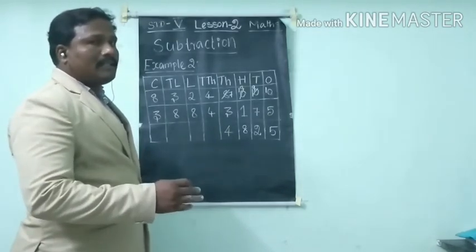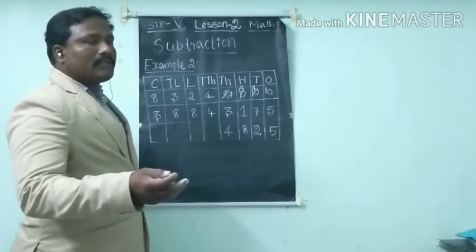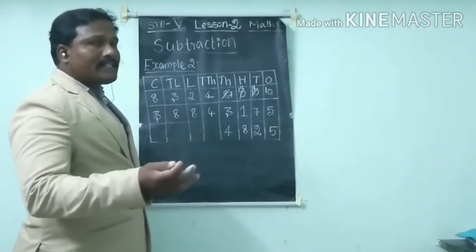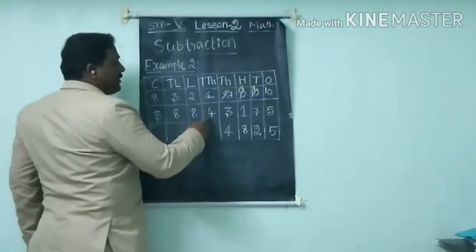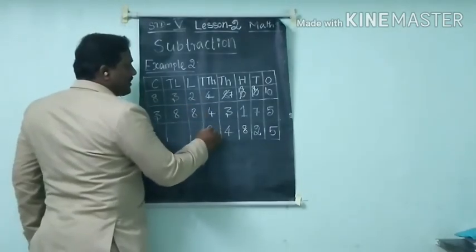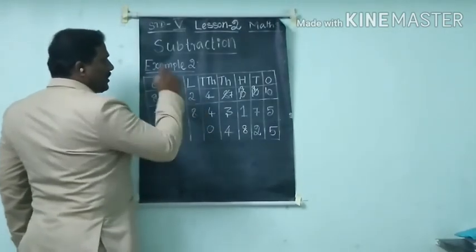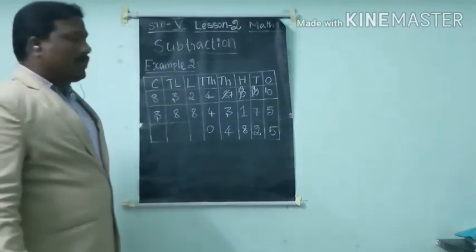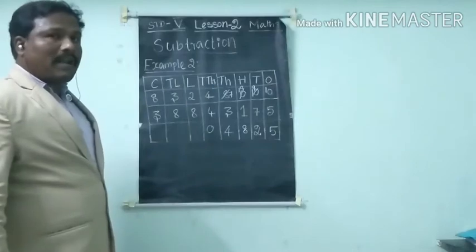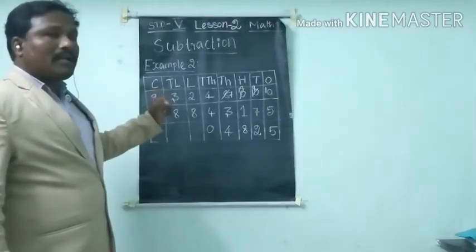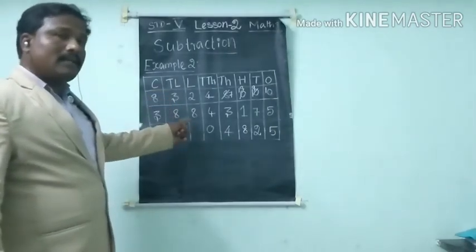So the minuend and subtrahend both are the same, so the difference is 0. Here minuend is 2, but subtrahend is 8. So we cannot subtract, because the minuend is smaller than the subtrahend.